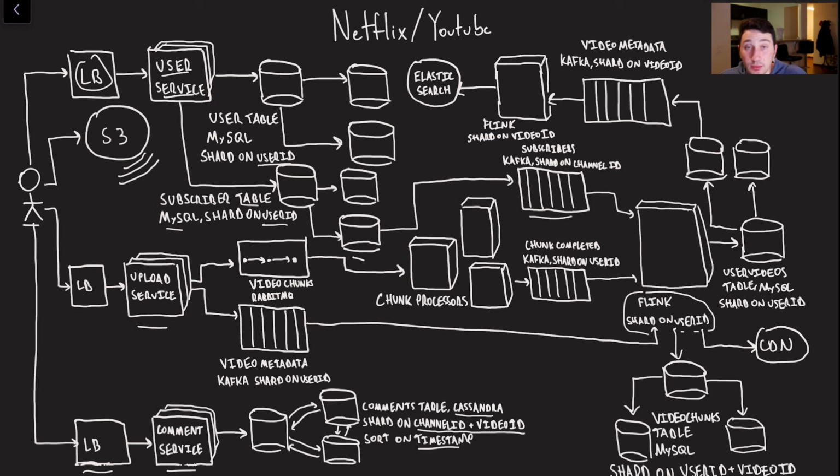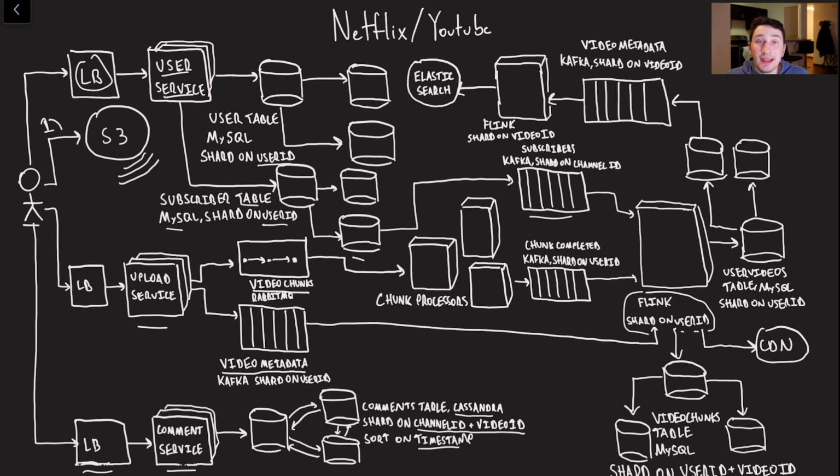So the first thing that we do when we're uploading is we're going to upload all of our chunks to S3. From there, we're going to do two things. Our upload service is going to put the actual video metadata, such as the number of chunks, the name, and the description in Kafka, and it's actually going to put references to the chunks in RabbitMQ.